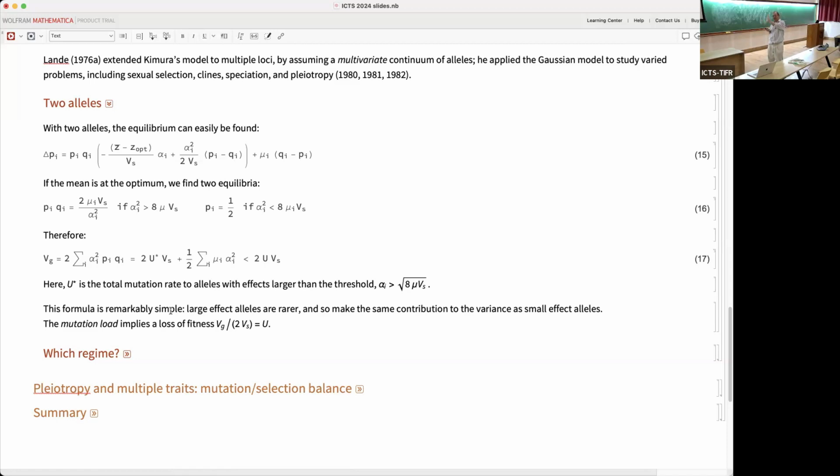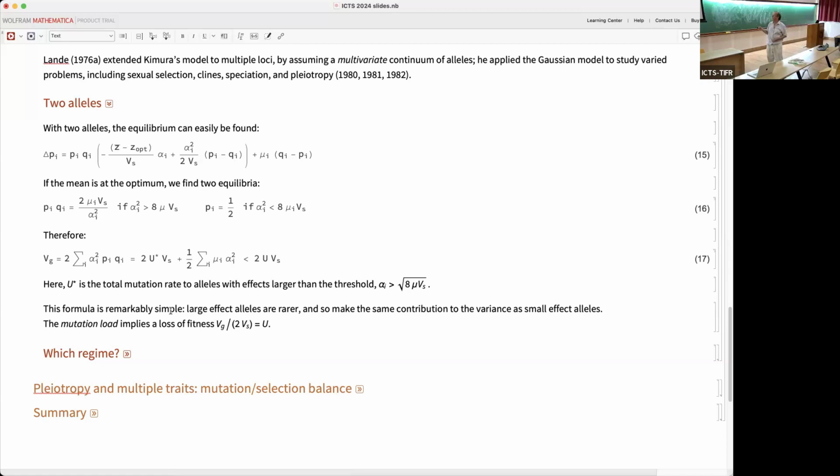So all I'm doing is saying, let's say the mean's at the optimum, and in that case, these results are looking at the stability of the single locus result, which we can do. It's basically underdominance plus mutation. And if mutation's dominating, you're in the middle, and if selection's dominating, you're at the edges.